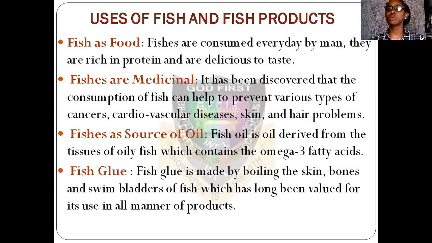We also use fish to produce glue, and this fish glue is made by boiling the skin, the bone, and the swim bladder of the fish for a very long time. Everybody values the use of glue, so it is gotten from fish.